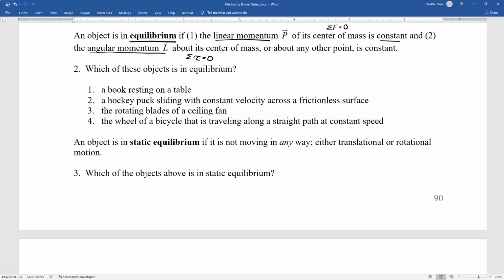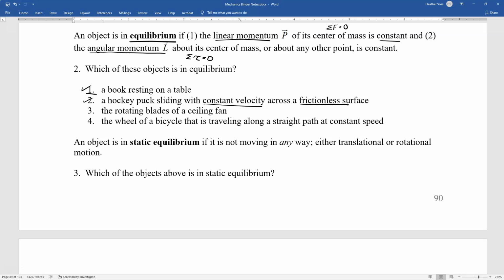So, if we are looking at just equilibrium, we could look and see which of these would be in equilibrium. So here we have a book resting on a table. Momentum would be 0. Angular momentum would be 0. It is not moving, so that's good. Here we have a hockey puck sliding with a constant velocity across a frictionless floor. So we do have that linear momentum is staying constant. So that could be good.